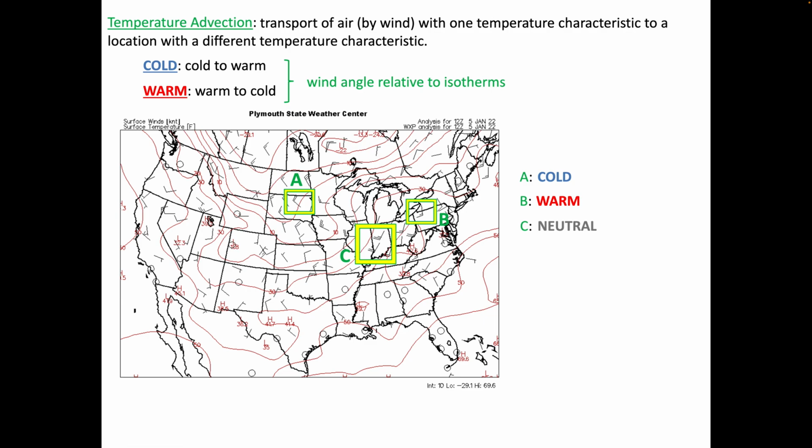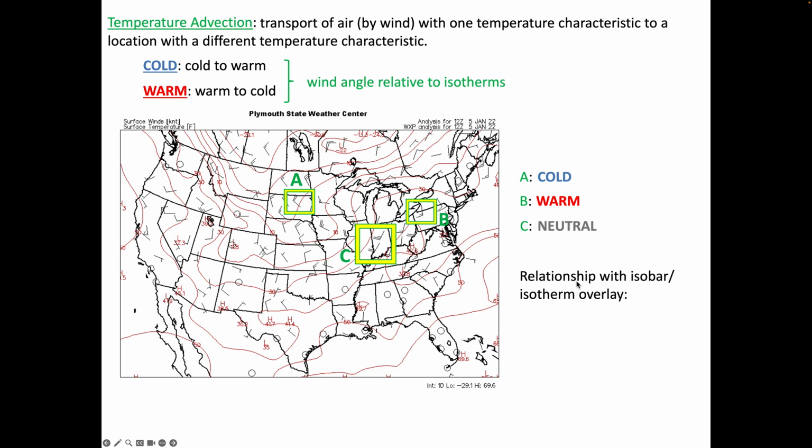So you have to actually look at the orientation of the winds relative to the isotherms to really be able to nail down what kind of advection you're dealing with. And then even though in general north winds give us cold advection and south winds give us warm advection, you can see in this example that strong southwest winds in Indiana give us neutral advection, no advection at all.